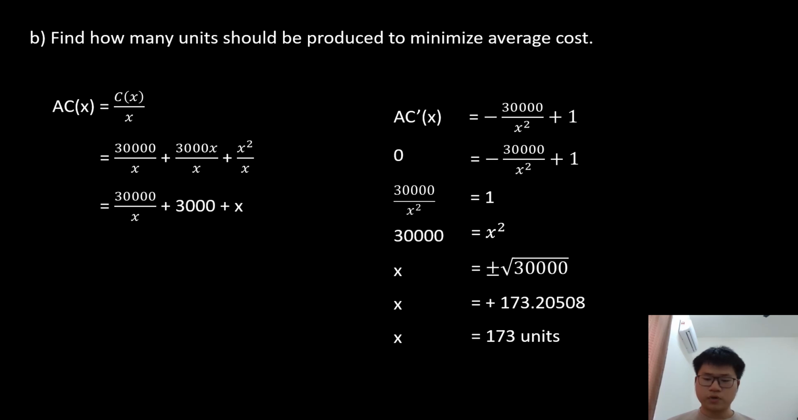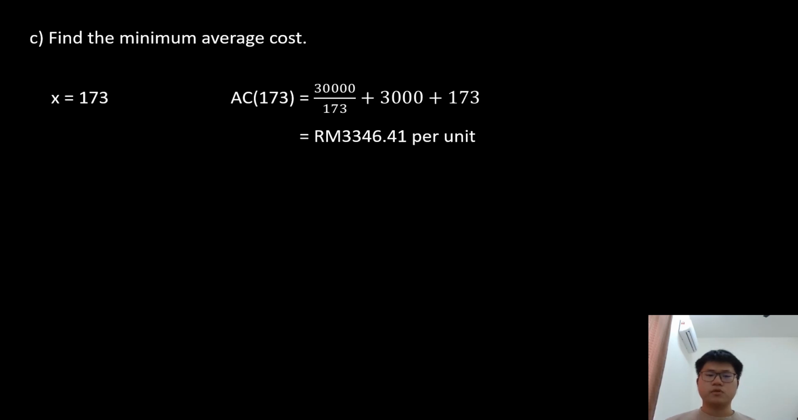So we choose the positive one and round up or down to the closest integer, because it should be the units of items that leads us to the minimum average cost. We just plug the number we got just now, 173, into the equation of average cost. It tells us the minimum average cost we can reach, which in this case will be RM 3,346 and 41 cents per unit.